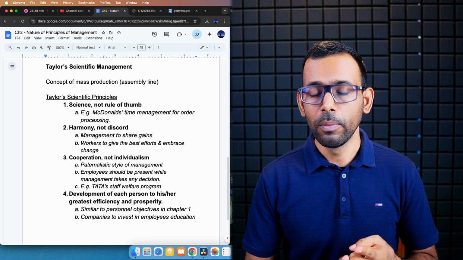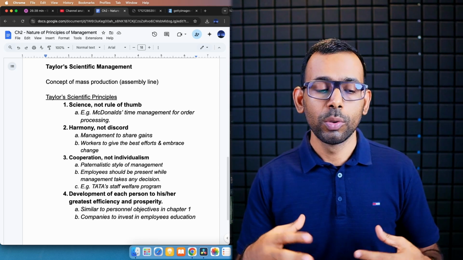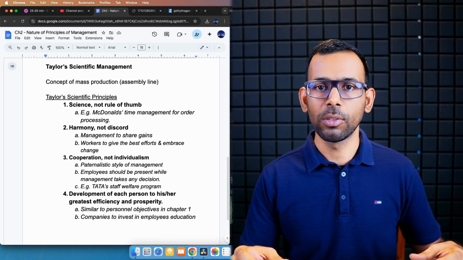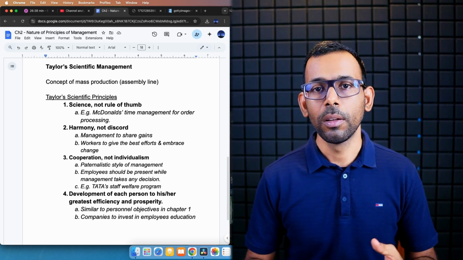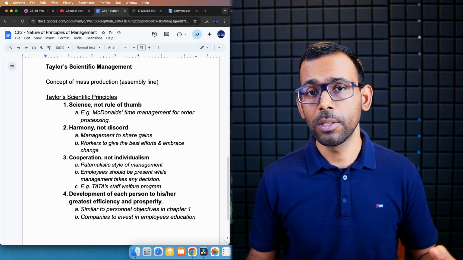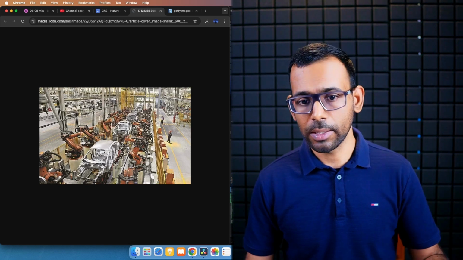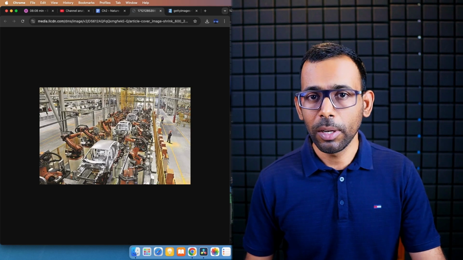And also, all the people who worked in making the car should be so educated. They should be well versed with the mechanics of whatever happens in making a car. But what happens when you do mass production? What happens when the cars are made by assembly line? If you can see, this is an example of an assembly line. You can see multiple cars being made at the same time.